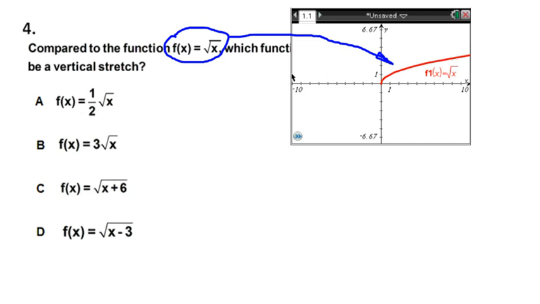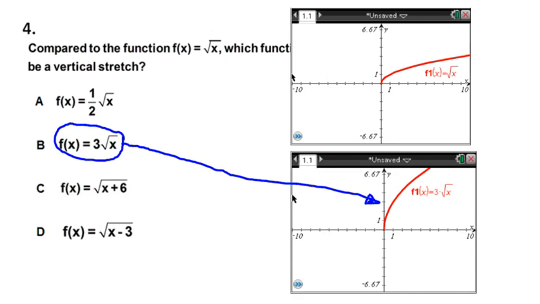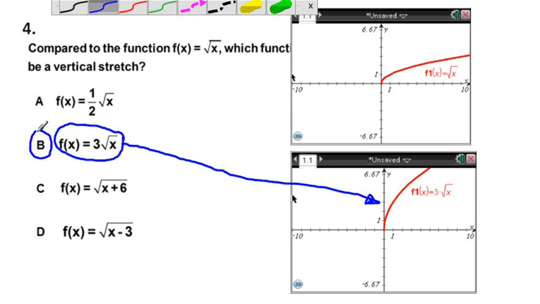And if we graph choice B, this red curve here is stretched upward, or vertically, from the square root of x parent function. So that would make our correct answer B. Okay, next problem.